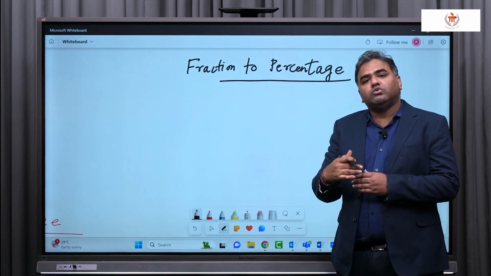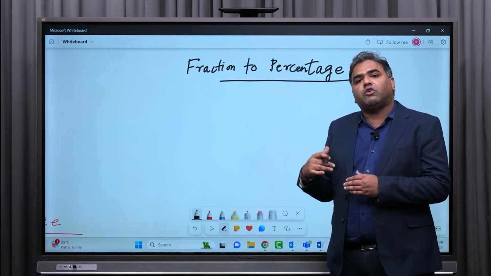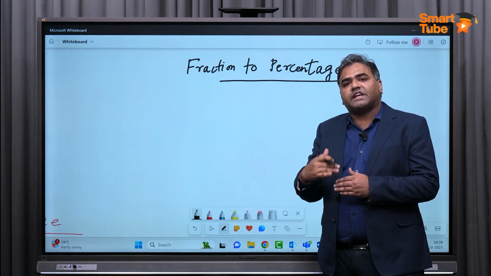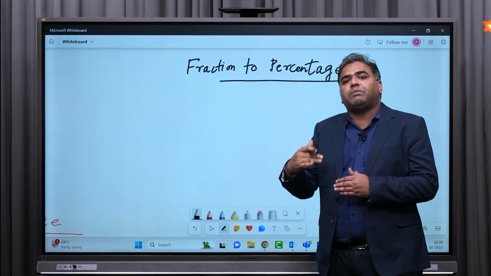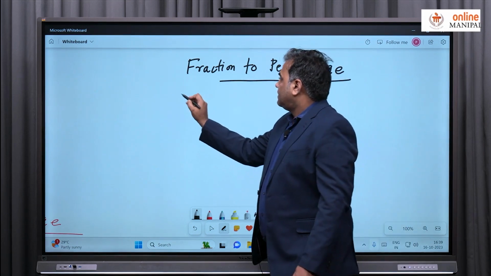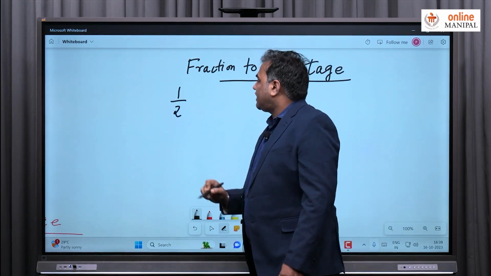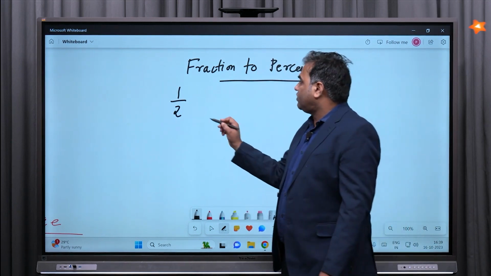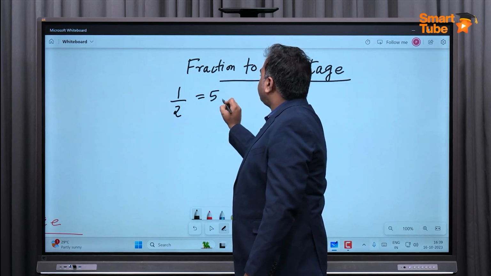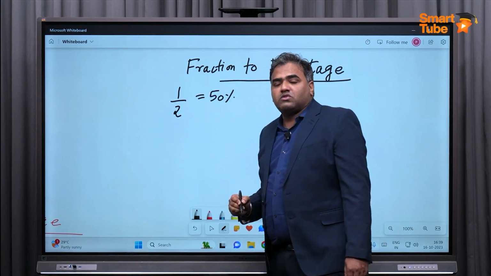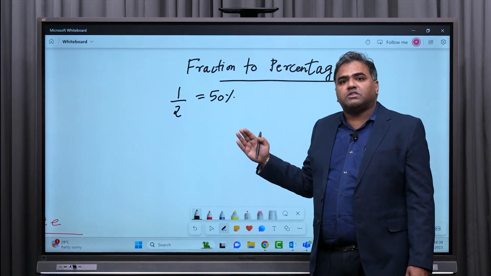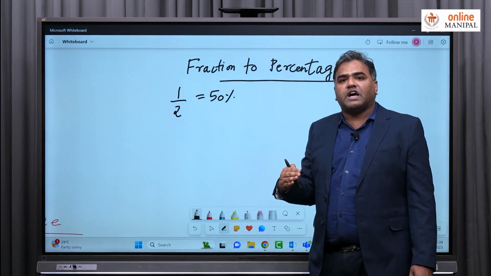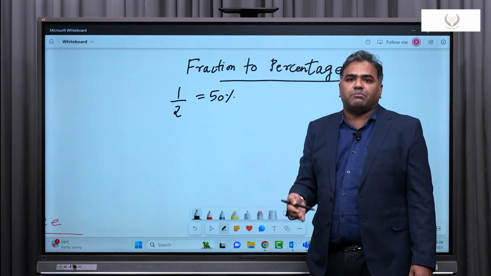What I'm going to do now is talk in terms of fractions and percentages. Whenever we talk about fractions in terms of percentage, we multiply with 100. So what is 1 by 2 in terms of percentage? If you multiply with 100, you will get 50%. Clear? I hope you are getting this part, because I'm not using any calculator for this calculation. If you have any doubt, you can use a calculator or MS Excel.